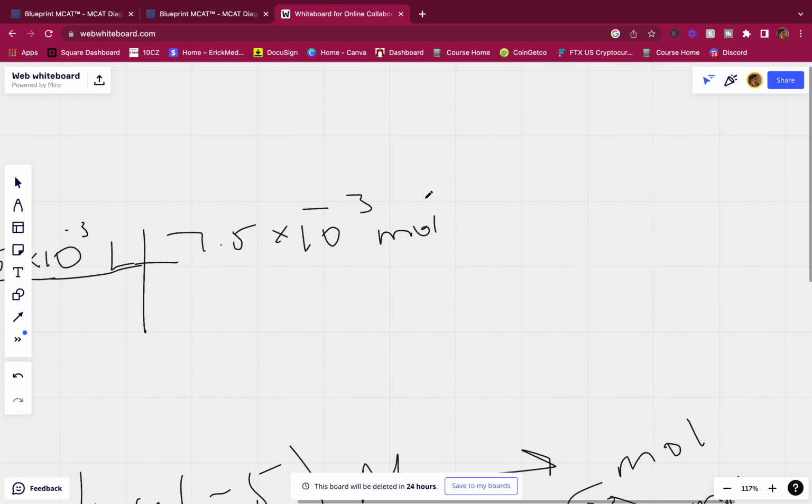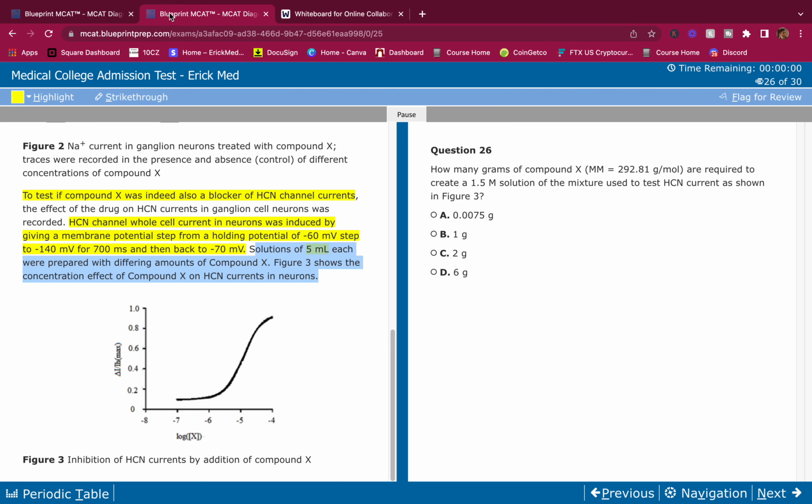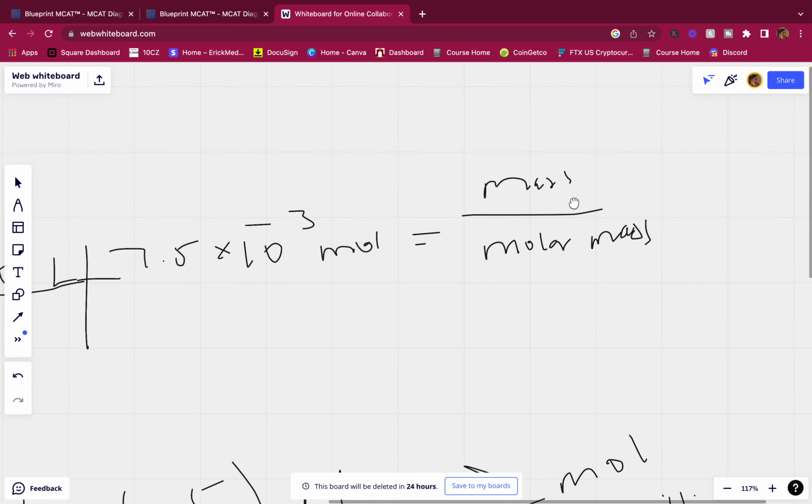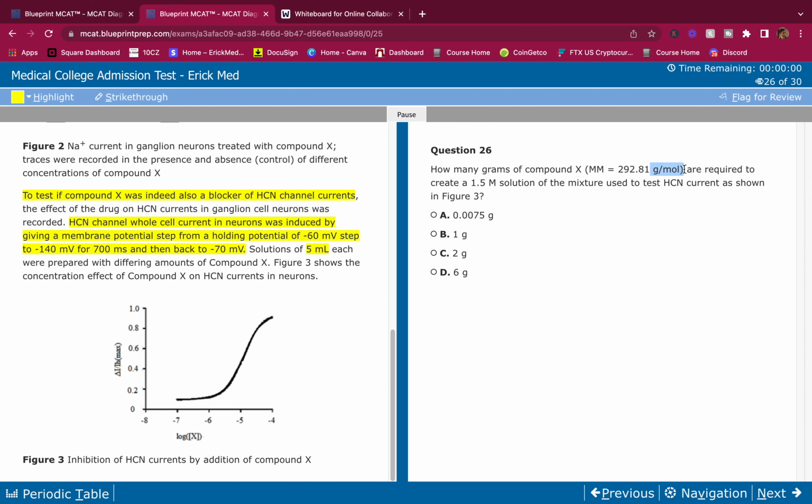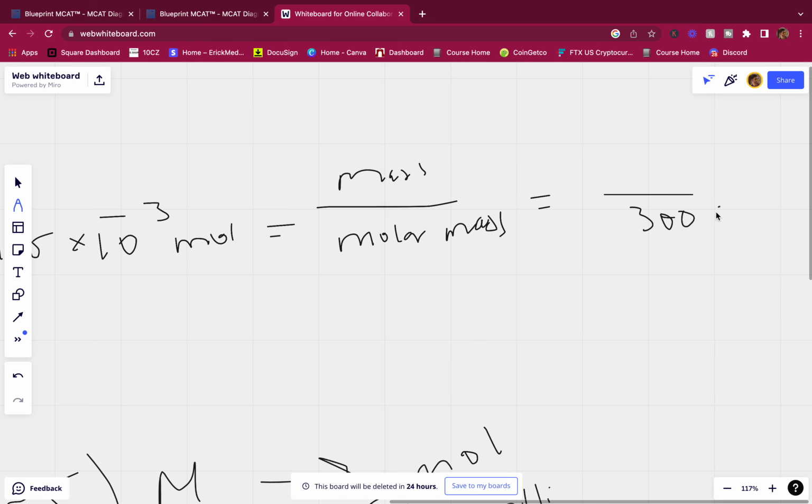Okay. Now, what is a mole? Mole is equal to mass over molar mass. They give us the molar mass of compound X. They gave us it, remember? 292.81 grams per mole. I'm going to round this to 300 so it's easier. So this is equal to 300 grams per mole. Make sure you guys pay attention to the units always. Units always got to cancel out. Grams per mole.